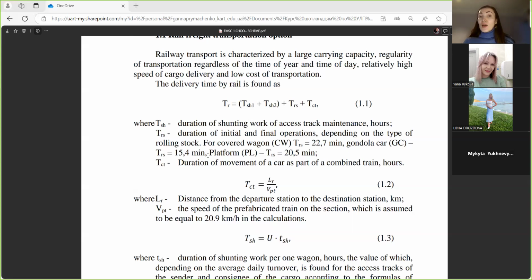Okay, please. If you have platform, you use 20.5 minutes divided by 60 and find this time in hours.